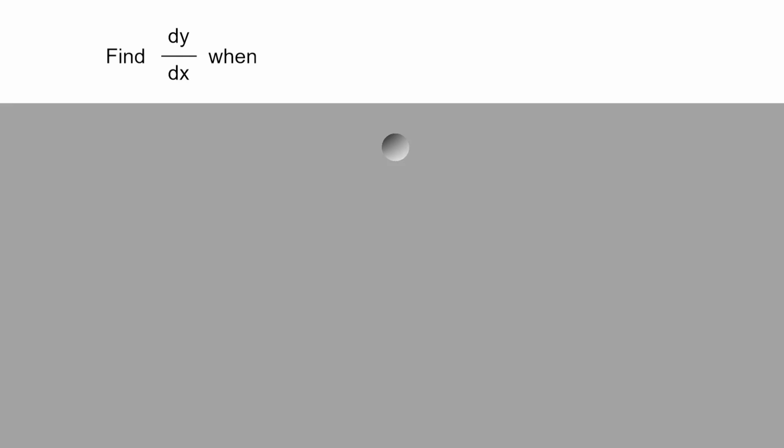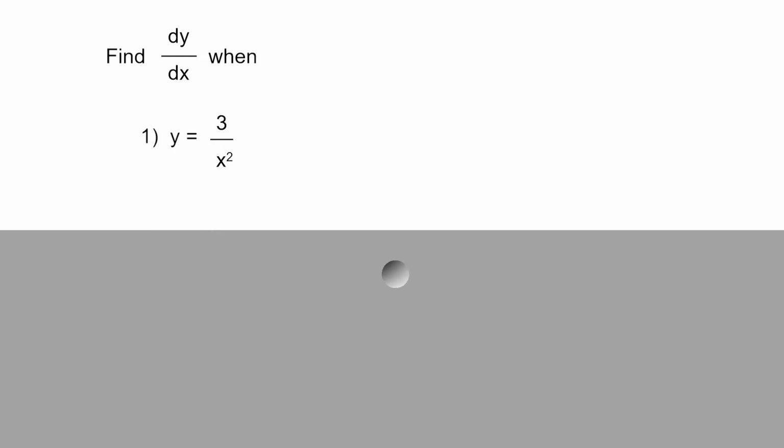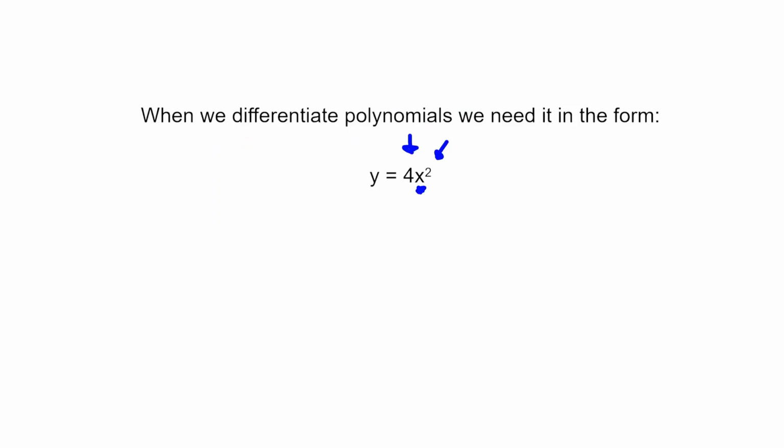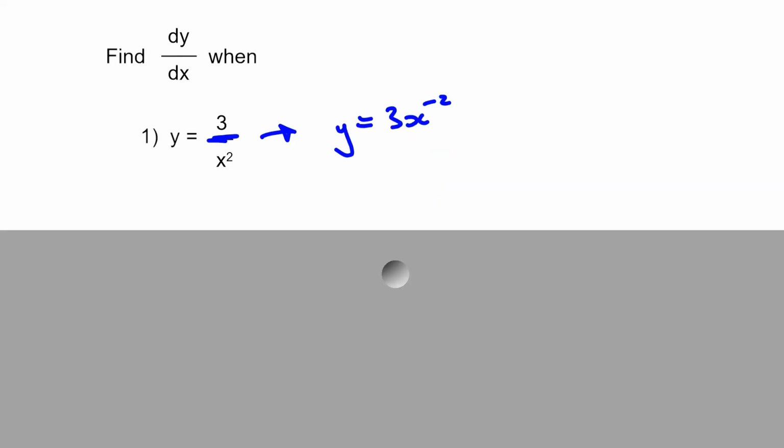We've got: find dy by dx when y equals 3 over x squared. Now, this clearly isn't the form we want, so we're going to rewrite this. When we've got a divide by x squared, we can write this as a negative power. So we can write this as 3x to the power of negative 2. Now, this does look like our form: some number multiplied by x to the power of something else. So we can now find dy by dx of this.